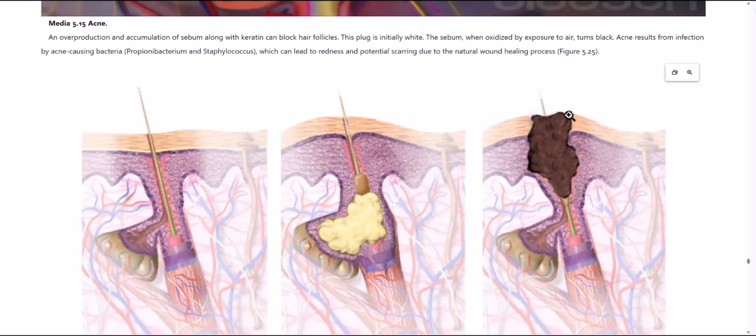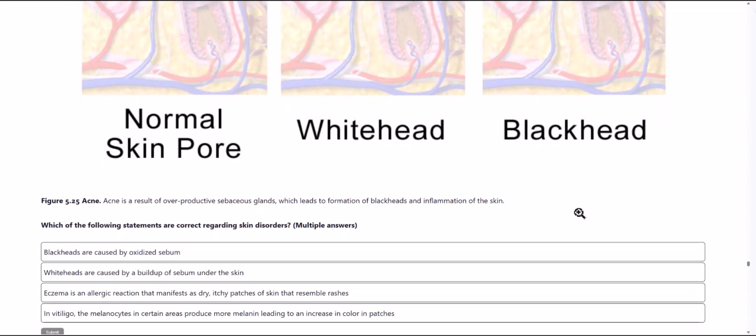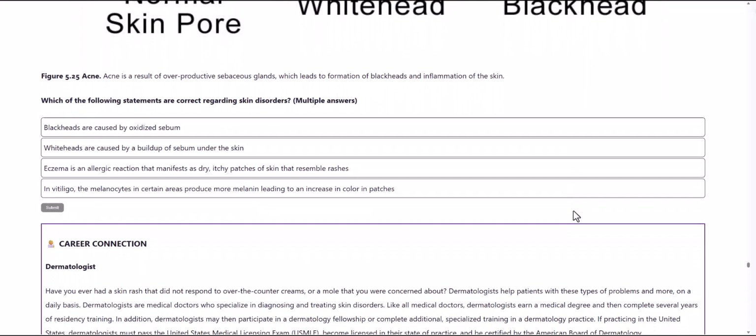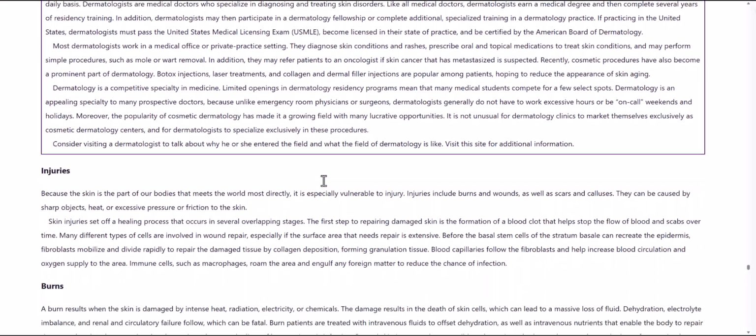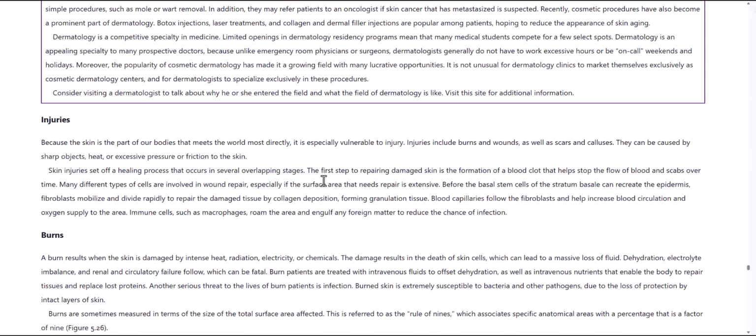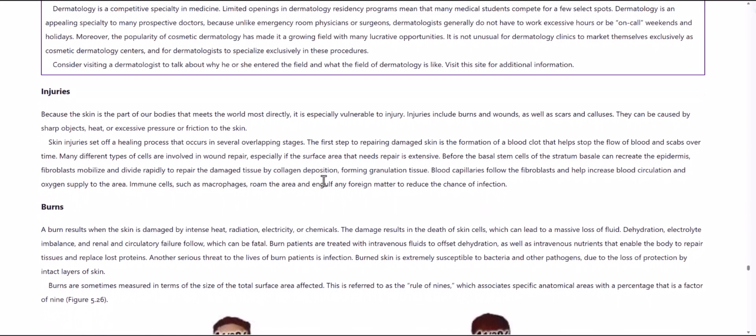The sebum and all this cellular junk gets oxidized and it becomes dark in color. That's the difference between a whitehead and a blackhead. It's really the same process. We're just seeing it further along and in a different location. Again, you would go see a dermatologist for any of these sorts of things that are dealing with eczema or acne or skin cancer. And we're going to finish up with a significant, quick talk, but a really important talk on skin burns.